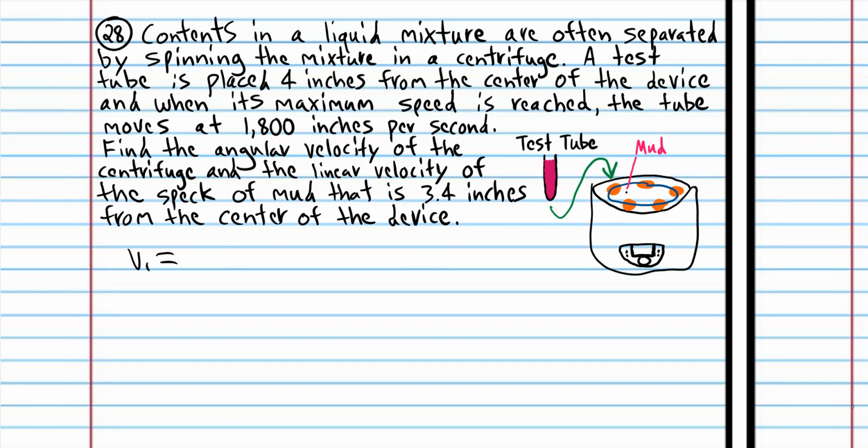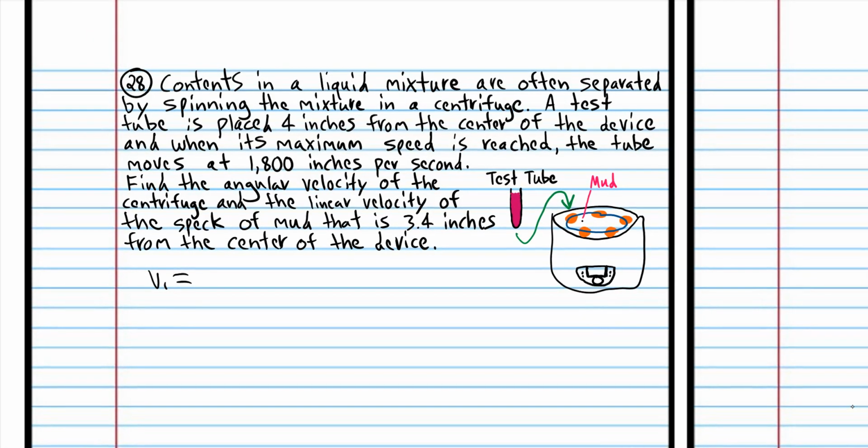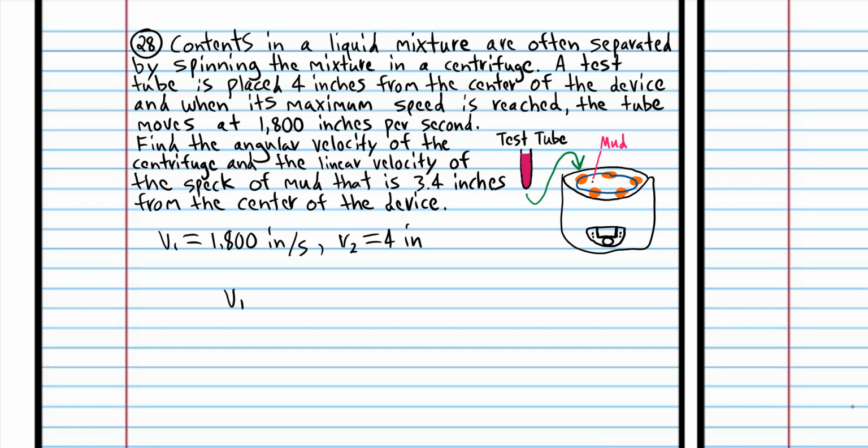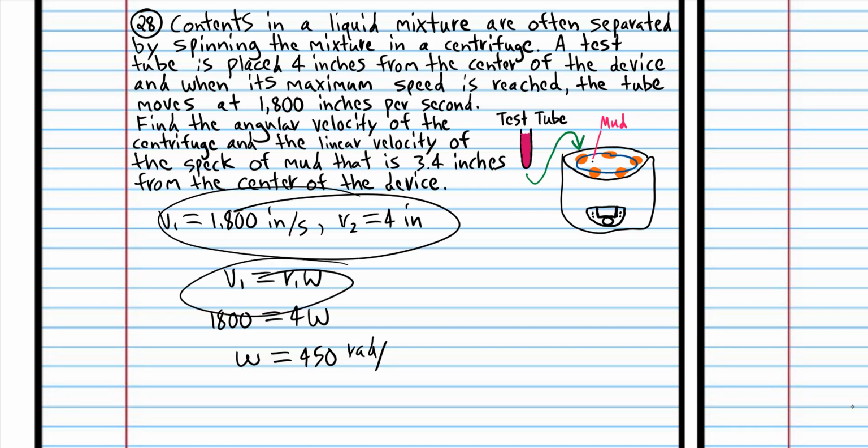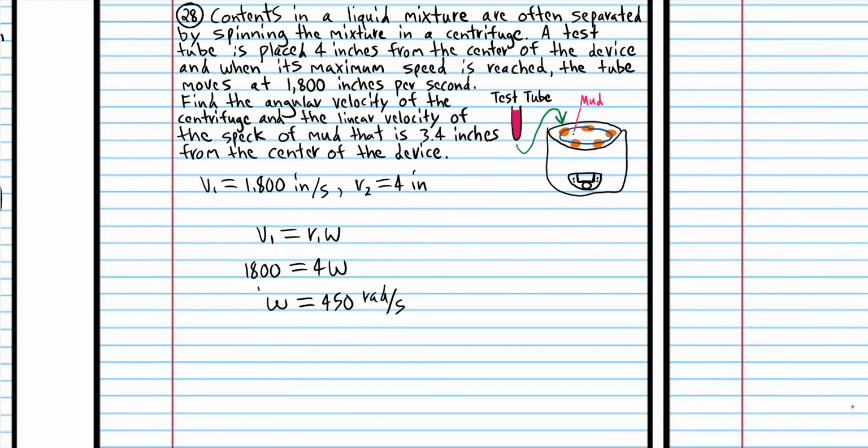Okay, we're back. So we have the linear velocity of one of the test tubes. Generally, you put test tubes in these centrifuges. It's 1800 inches per second. And the distance from the center of the centrifuge, the distance of that test tube, is 4 inches. So we're looking for the angular velocity. The linear velocity of that test tube is 1800, and the radius of the circular motion is 4. So the angular velocity is 1800 divided by 4, which is 450 radians. It must be radians because there's no angles here, and we assume that this equation only works for radians. Radians per second. So we found the first part of the problem.